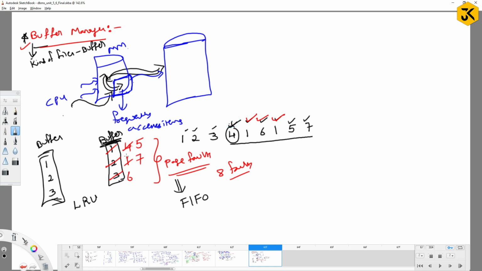Next 4 came. What is the oldest one? 1. So I replaced it with 4. Next I got the request as 1. What is the oldest one among 4, 2, 3? 2 is the oldest one, right? So 2 replaced with 1. Next I got the request as 6. What is the oldest one among 4, 1, 3? 3 only, right? So this mechanism I can call first in first out mechanism.